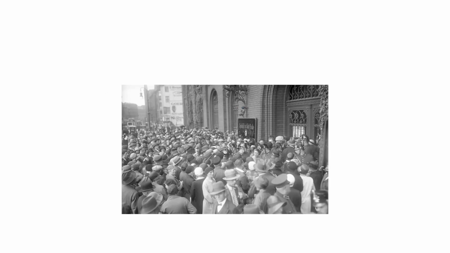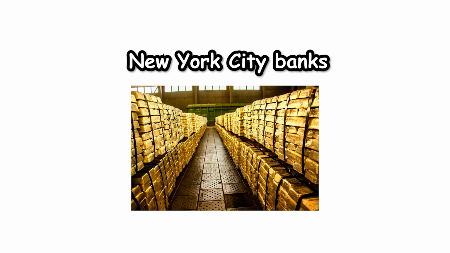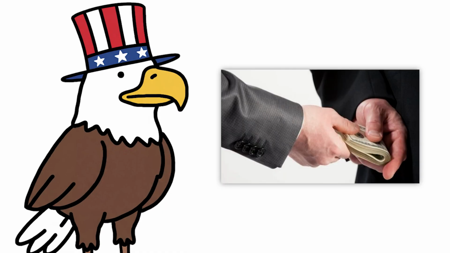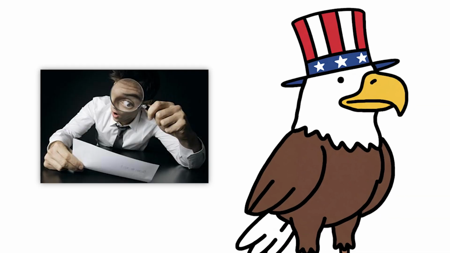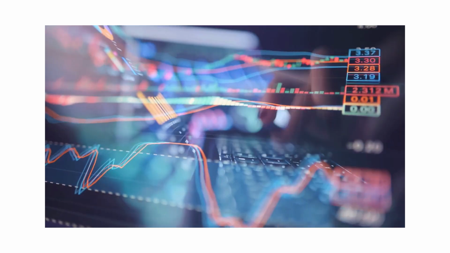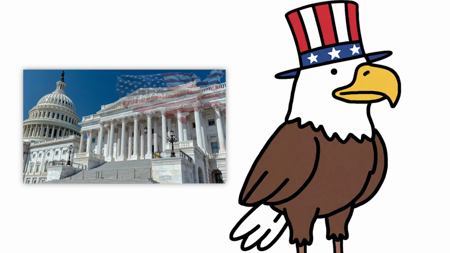On May 10th, 1837, New York City banks ran out of gold and silver entirely. They suspended specie payments, refusing to redeem commercial paper at face value. The financial system just seized. Over 40% of all US banks failed.